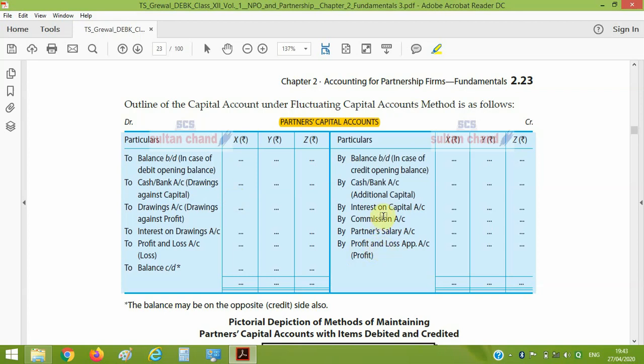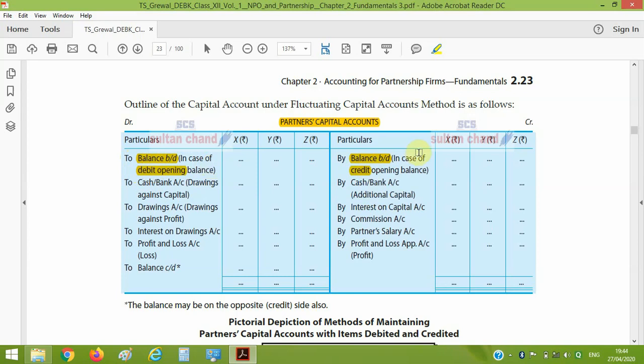While we are preparing capital accounts in the fluctuating method, we start with balance brought down on the credit side, and all the items or income which is given to the partner will be credited, and anything which we have to take from the partner will be debited. Normally it has a credit balance, so balance brought down in case of credit balance. If any partner has a debit balance, then it will start from here, balance brought down in case of debit.